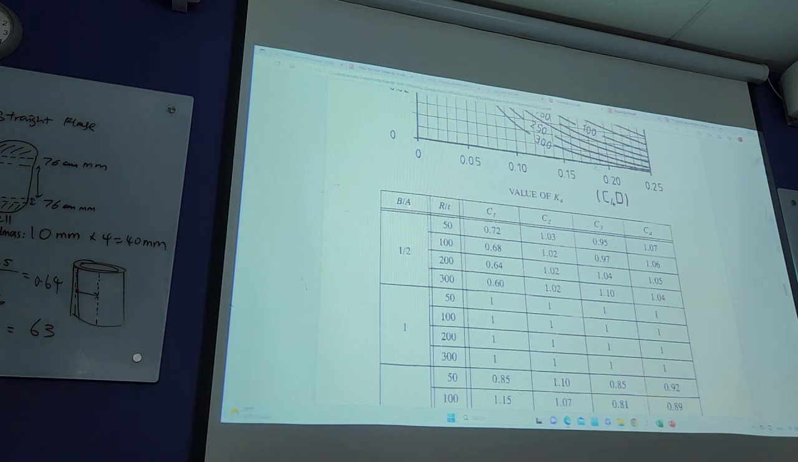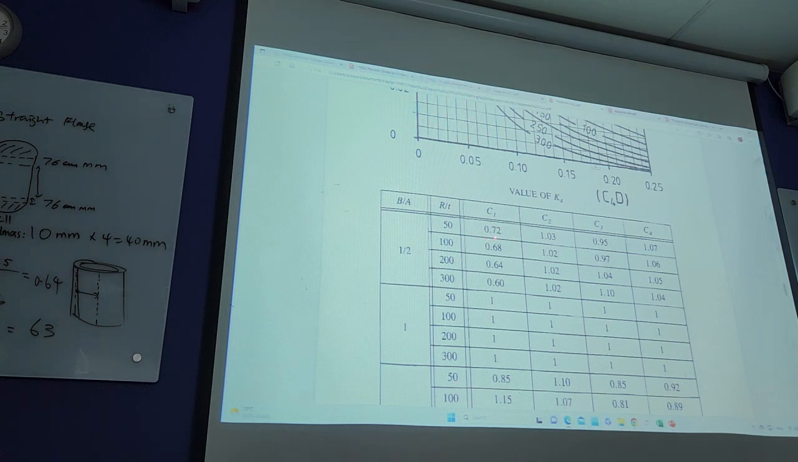So we assume B over A is half. And then our C1 is, for R over T 50, your C1 is 0.72. R over T 100, your C1 is 0.68. So now our RT is 63. So which one do you think? It's between these values, right? Between 0.72 and 0.68.